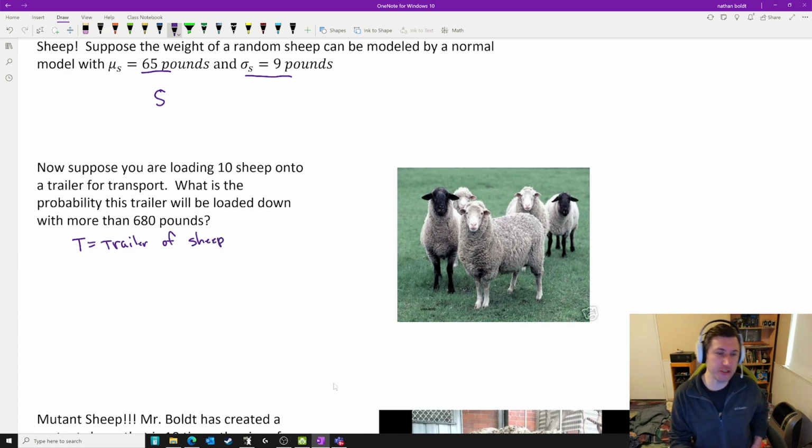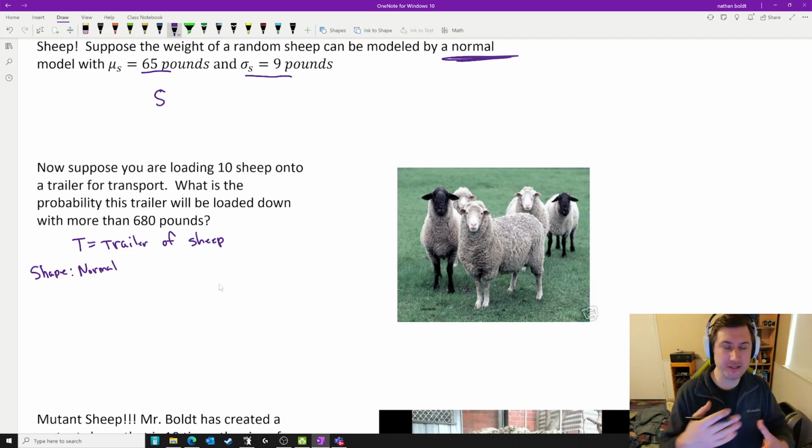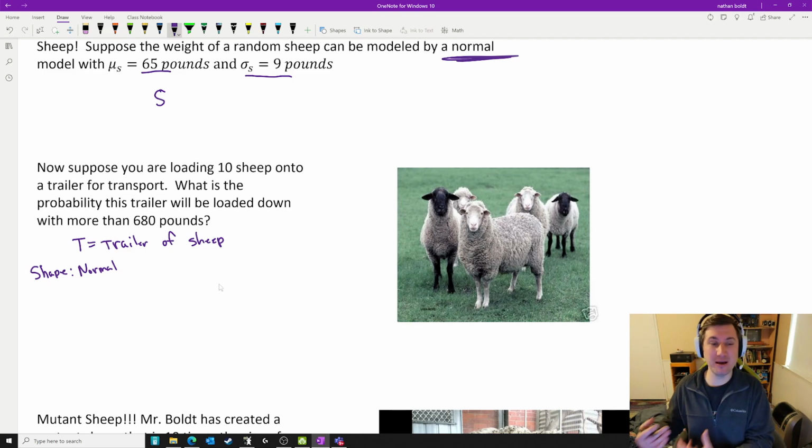We got a trailer of sheep. All right, so what is the shape? Well, if it was normal before, yep, normal, it's normal after. All right, so what are we doing here? Are we transforming a variable or are we combining it?